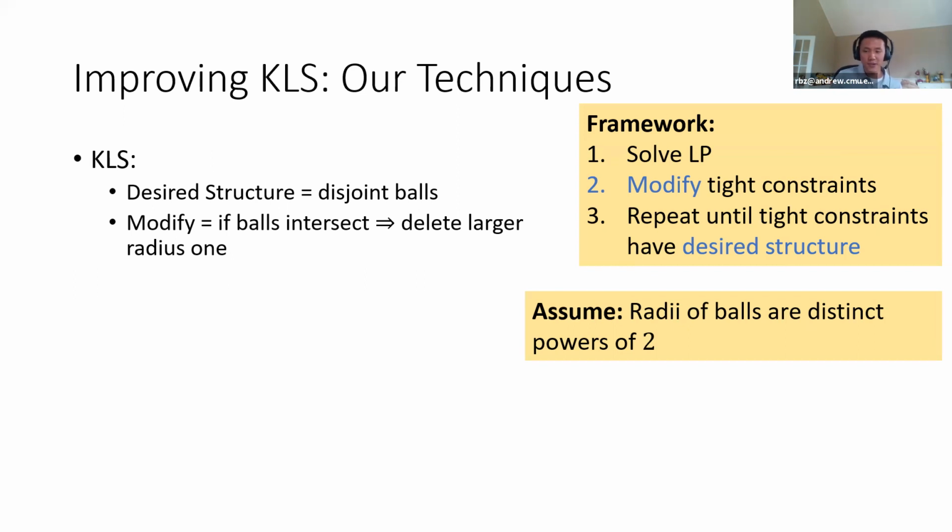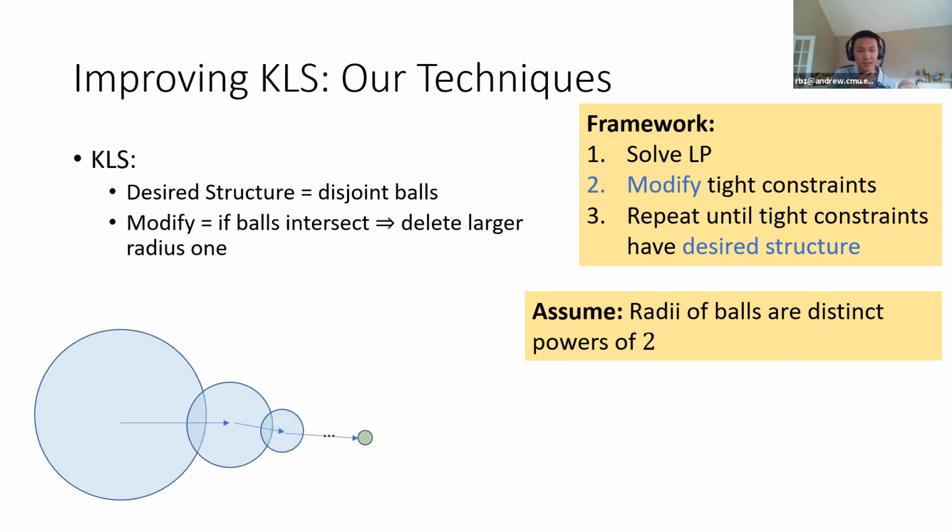So what does this iterative rounding procedure look like? Suppose I solve the LP, and I have tight balls that are intersecting, as in these two green balls in this picture. Well, the radii are distinct powers of 2, so one of them must be smaller by at least a factor of 1/2. And the modification that KLS will do is, because these balls intersect, they're going to delete the larger radius one. Note that when we resolve, it could be the case that we delete this green ball still for another ball with half radius. And this can keep going on until eventually we have a desired structure of disjoint balls.